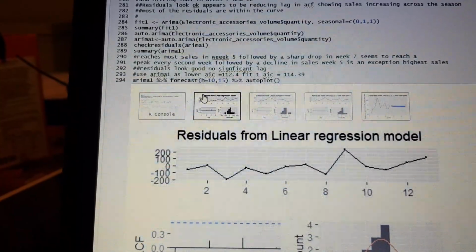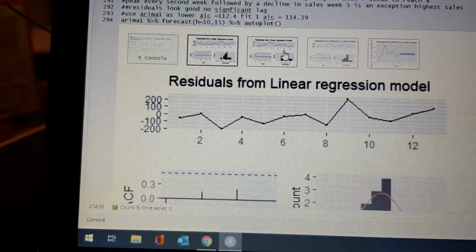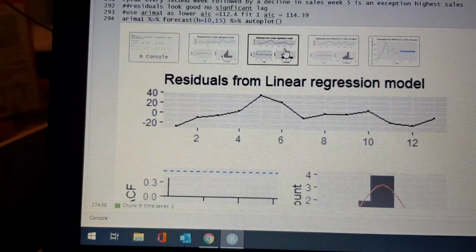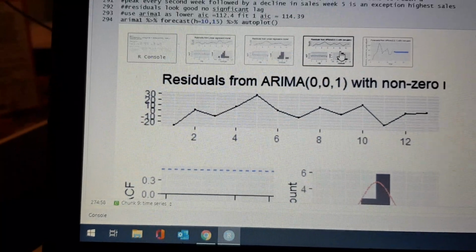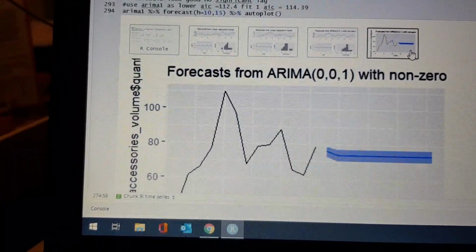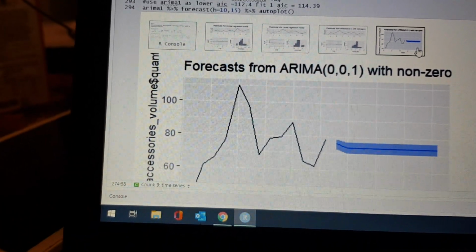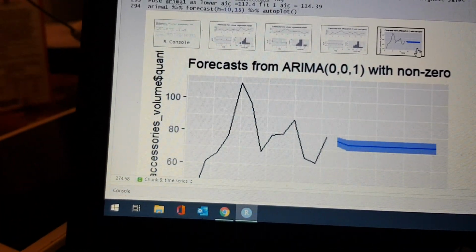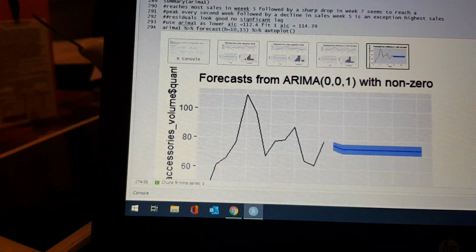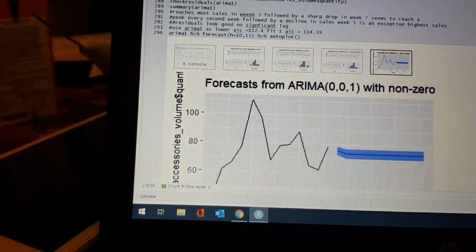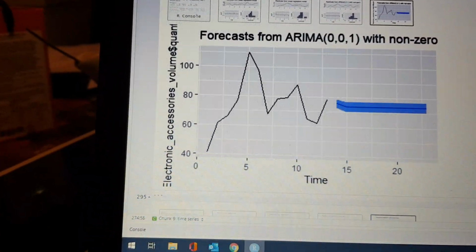So I looked at a couple of different ARIMAs, residuals from linear regression model. Then I used the best one for the forecast, and it showed a forecast of 77 for week 15 from the electronic accessories volume versus time.